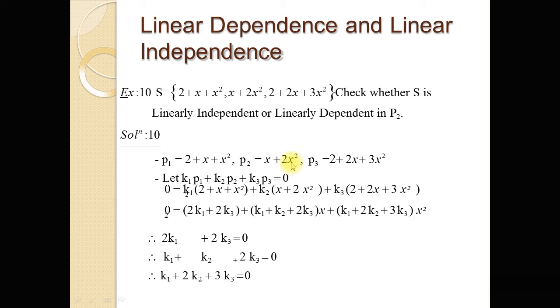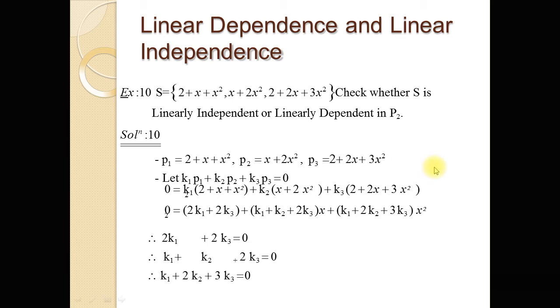So we can check this problem by the linear combination. If P1 is a combination of P2 and P3, in these three polynomials, if at least one polynomial is the linear combination of the other polynomials, then we can say that the set S is linearly dependent. But for example, we need to check by solving this homogeneous system.